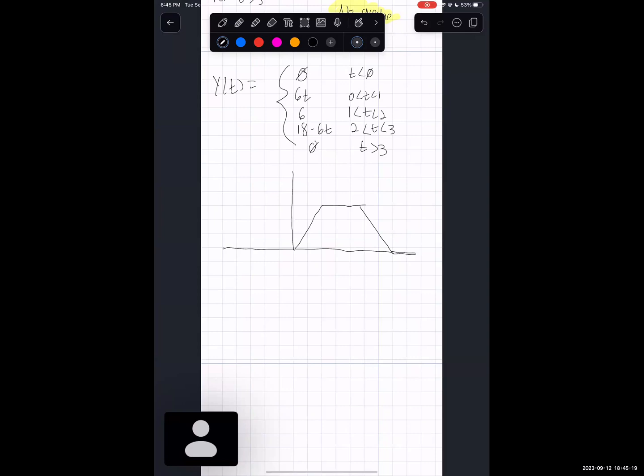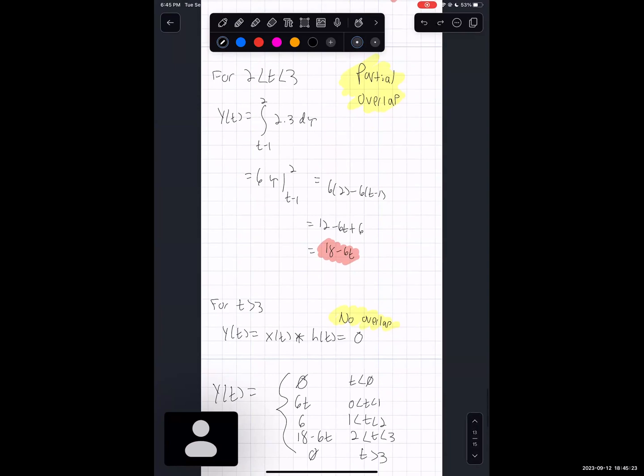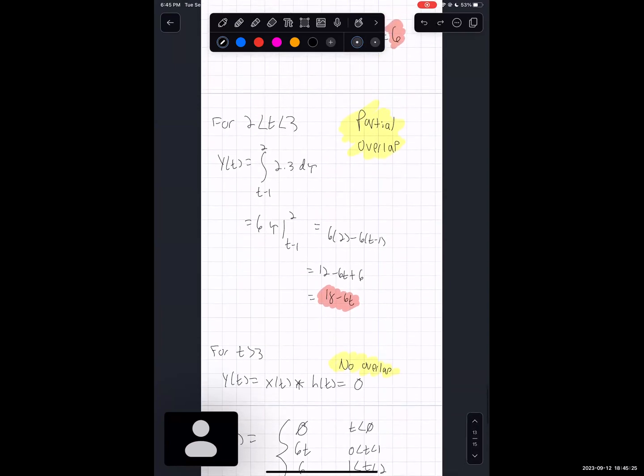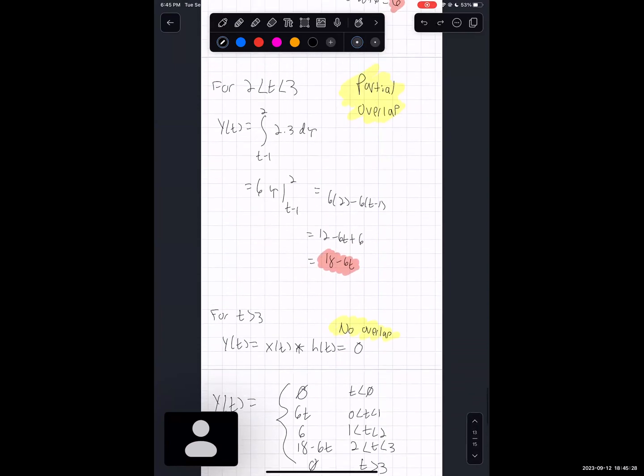Why do we end up with like an 18 for the 2 to 3? Like, why doesn't it start around 6?